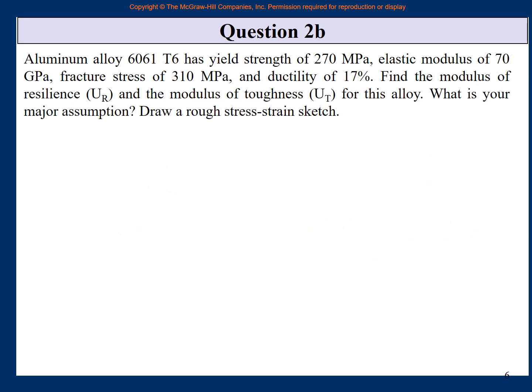Let us now start with question 2B of quiz 1. Aluminum alloy 6061 T6 has yield strength of 270 megapascal, elastic modulus of 70 gigapascal, fracture stress of 310 megapascal, and ductility of 17%. Find the modulus of resilience UR and the modulus of toughness UT for this alloy. What are your major assumptions? Draw a rough stress strain sketch. Once again, I would request that you please stop the presentation, pause it, solve it, and then come back.